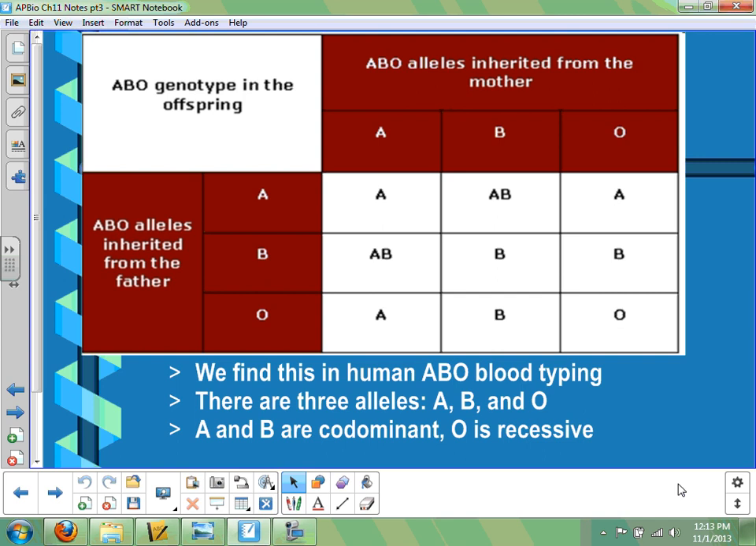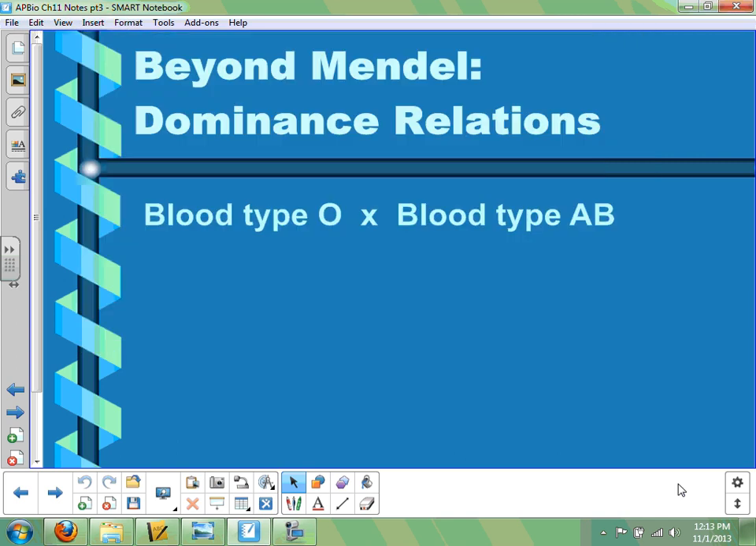So we've got all these combinations, but to me the easiest way to make sense out of this is to go right to a Punnett square and look at a problem. So let's do a problem where we have one parent with type O blood and another parent with type AB blood. Now, if the first parent has type O blood and O is recessive, we know they have two recessive alleles.